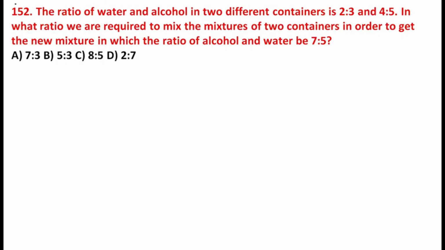Guys, for any questions related to alligation and mixtures concept, first you need to separate the mixtures. For example, there is a ratio of water and alcohol in two different containers. Container one, the ratio is 2 is to 3. It means if there are 5 quantities in container one, 2 quantities are water, 3 quantities are alcohol. So the pure content of water is exactly equal to 2 by 5th and the alcohol content is 3 by 5th.